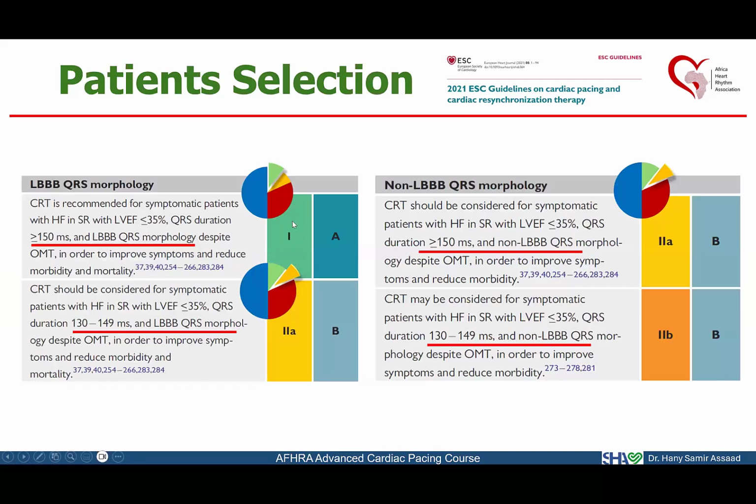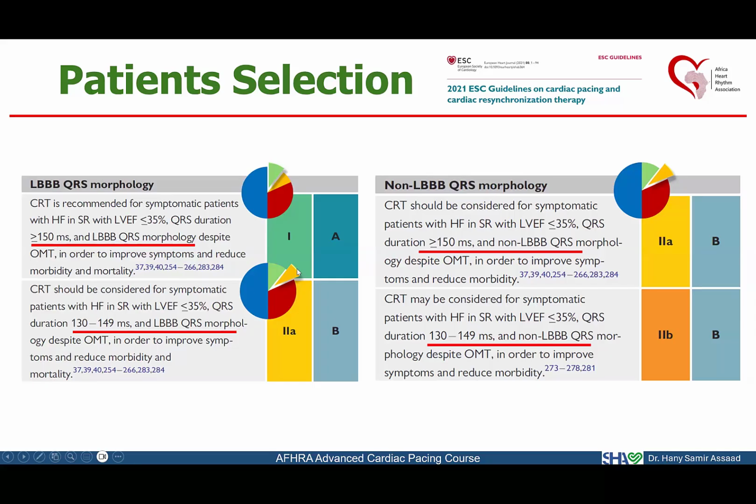level of recommendation and evidence, 1A, are those who are symptomatic, regardless of the NYHA class, without specification, with an LV ejection fraction less than 35%, a QRS duration of more than 150 milliseconds, so a wide QRS, and a left bundle branch QRS morphology. With no doubt, these patients would benefit if they are still symptomatic despite optimal medical therapy.